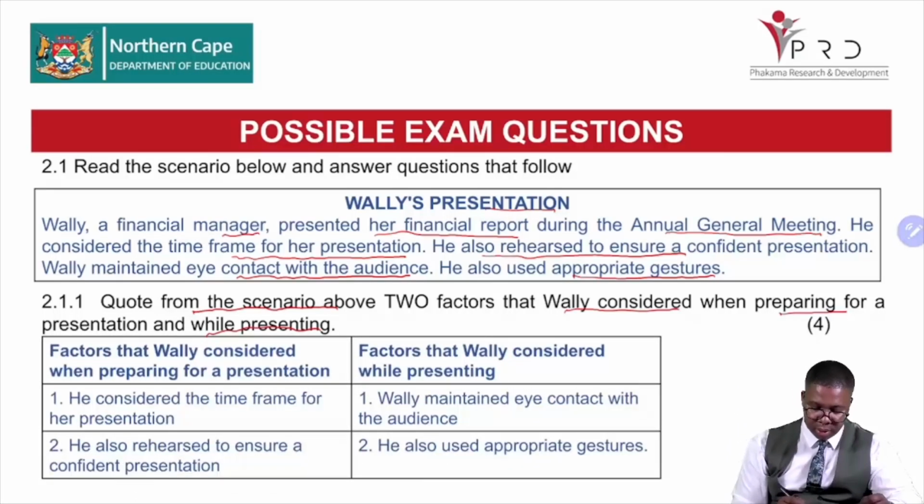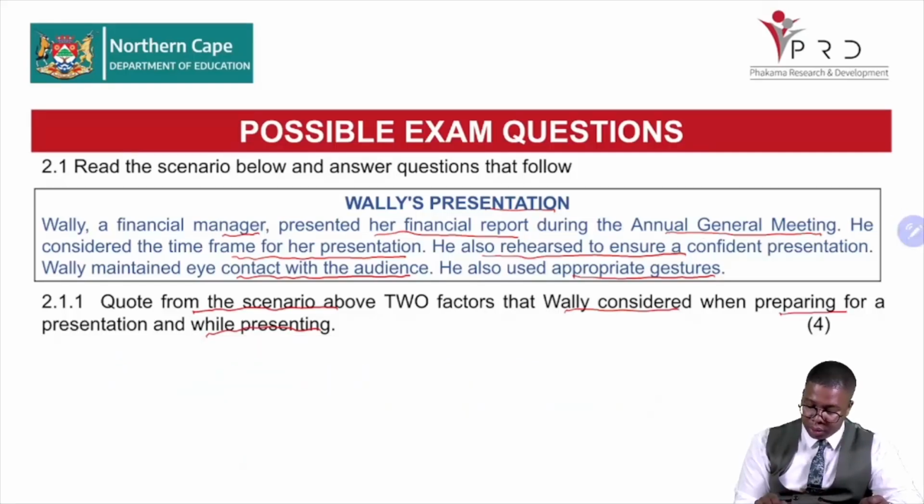Then use this table below as a guide. So the solution there is that when you look into the following, considering the time frame for a presentation, this is when preparing. He also rehearsed to ensure confidence. So this was done when he was preparing. But while he was maintaining eye contact, this was during the presentation. And when he also used appropriate gestures, this was during the presentation.